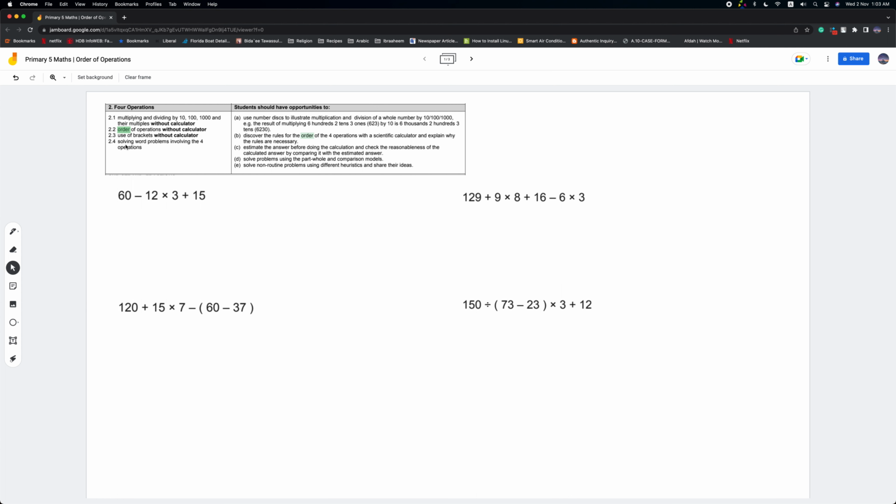But we won't do the solving word problems part. Word problems, basically, we will have a separate video focusing only on the word problems.